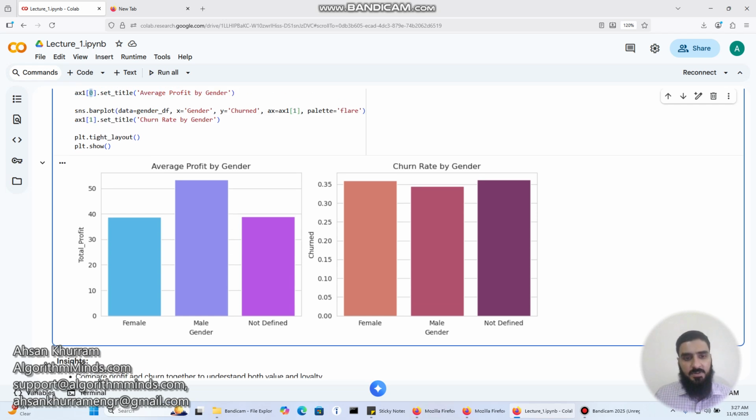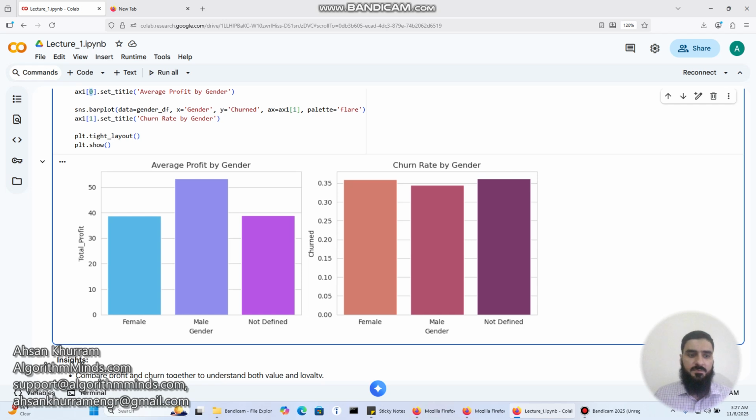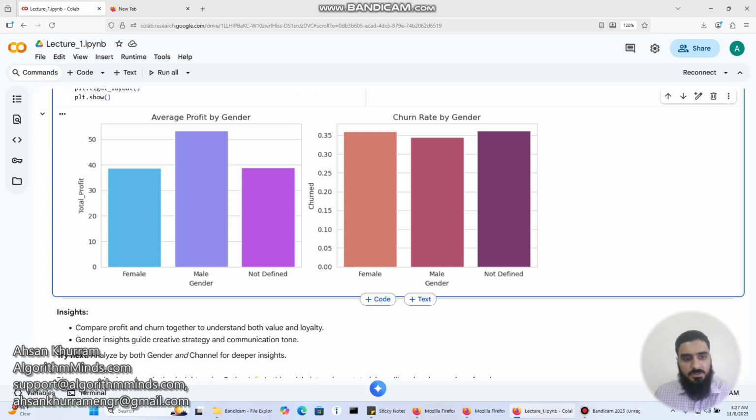And you can see that males tend to spend more and generate more revenue for the company, and you can also see that males have a lower churn rate as compared to female or not defined. So what it actually allows us to do is to compare profit and churn together to understand both value and loyalty, which means that males tend to be more loyal to the brand. Gender insights guide creative strategy and communication tone. So you might want to create a marketing strategy that targets men more as compared to women.